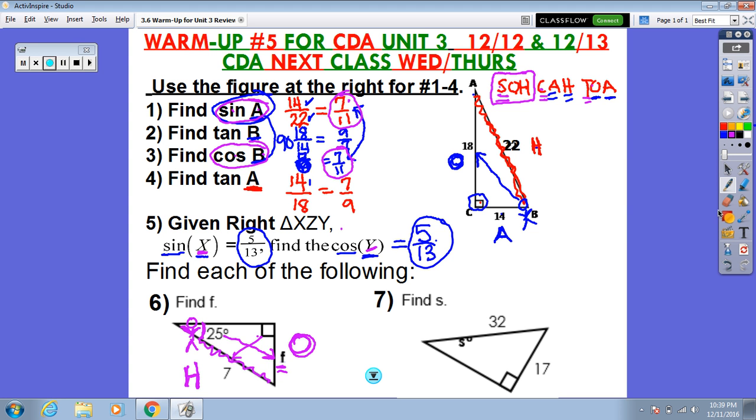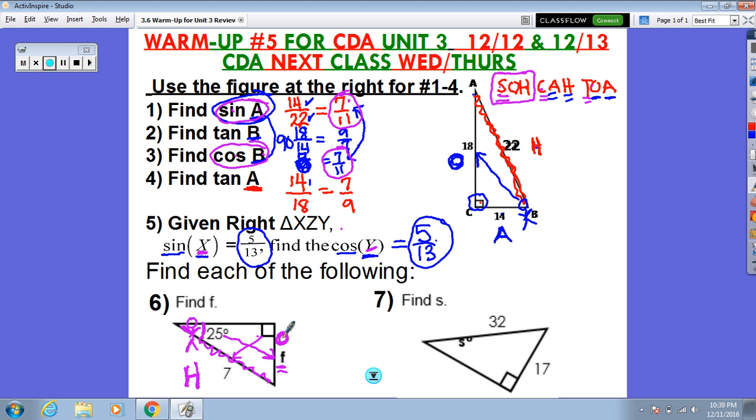Okay, let me clear this up just a little bit so I can write my problem. That's O for opposite. All right, so the sine of 25 degrees equals opposite, which is F, over hypotenuse, which is 7, because that is the measurement they gave me here. Okay, now we just need to solve for F.